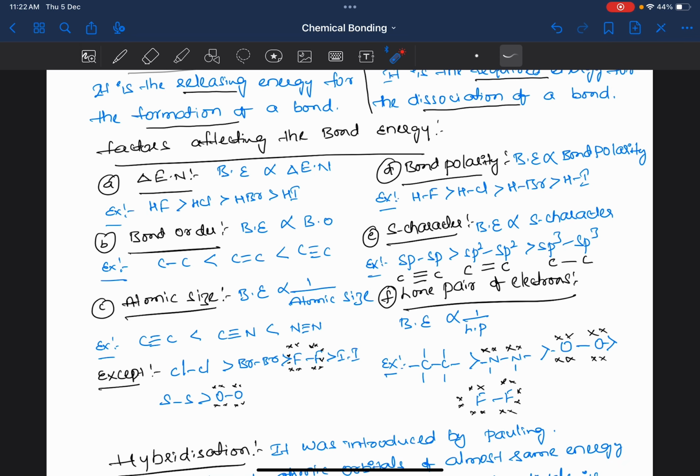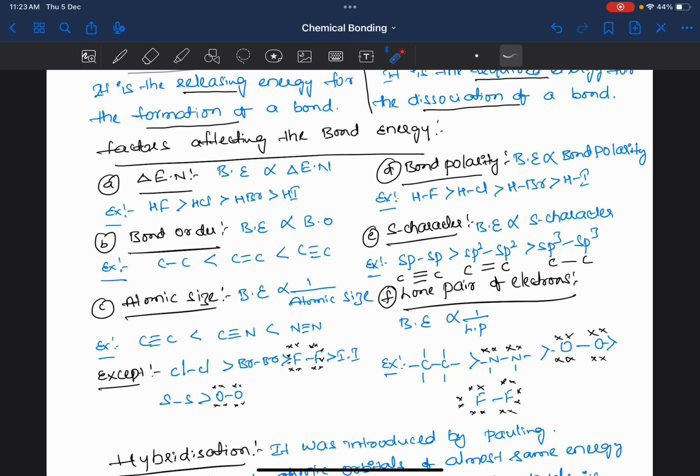Generally, from left to right in any period, atomic size decreases. In this way, bond energy increases. From carbon to nitrogen, atomic size is decreased, no? Therefore, bond energy increased, meaning attraction increases due to the decreasing size. But here there is an exception case.